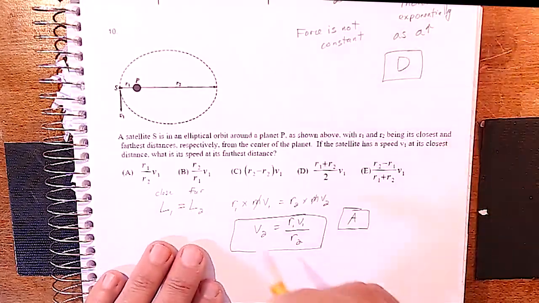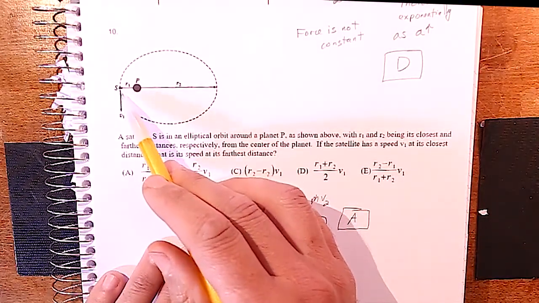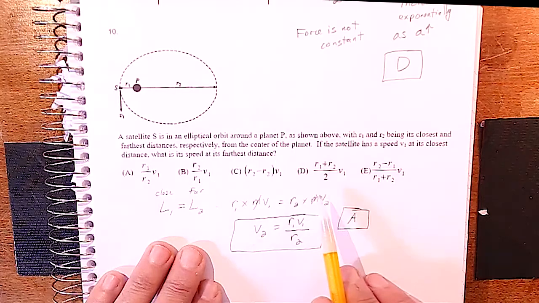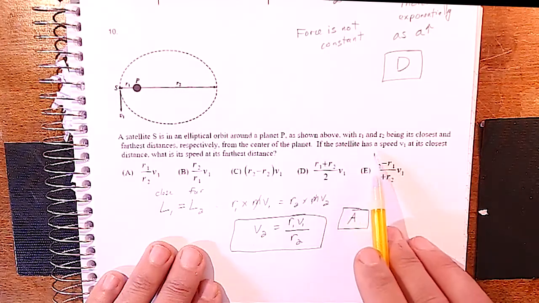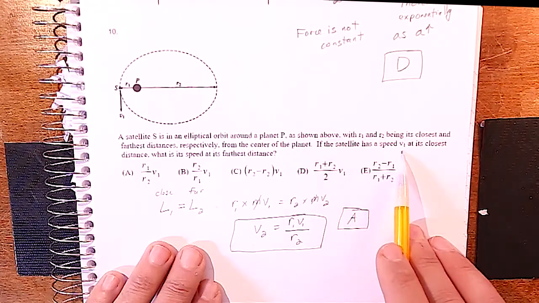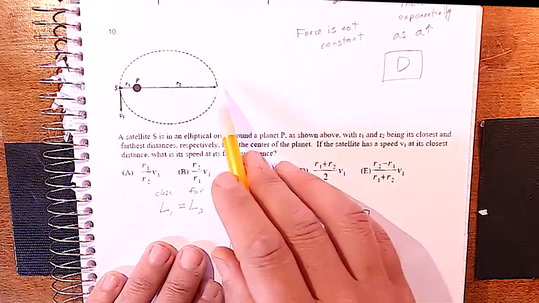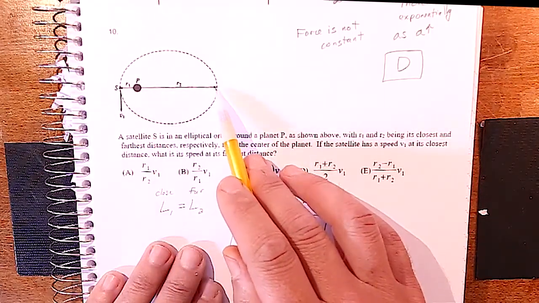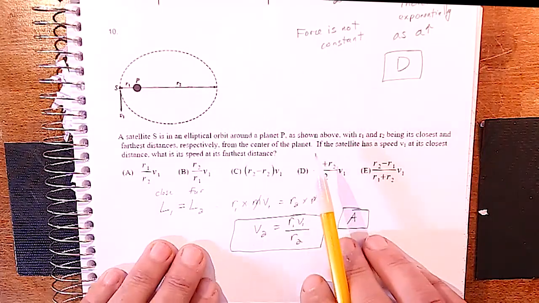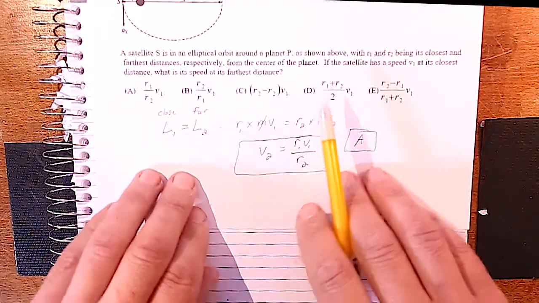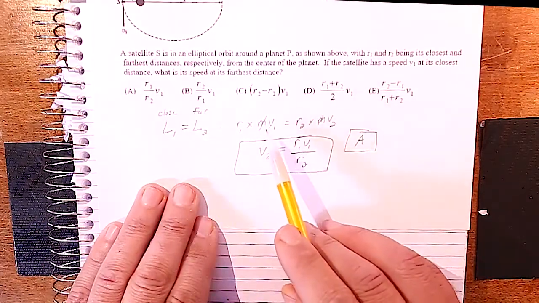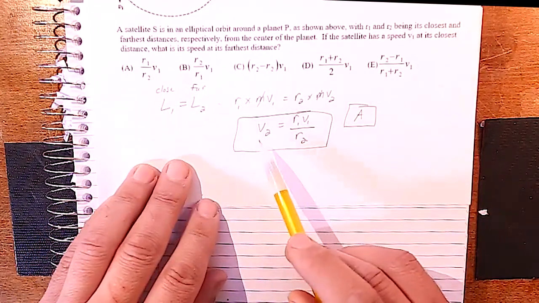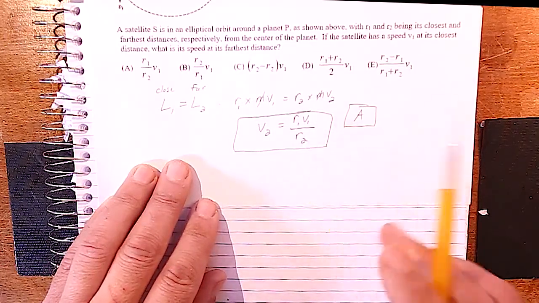In this question, we have an object or a satellite going around a planet, and it gives us these two different radii, R1 and R2, and they want to know if the satellite has a speed of v1 at its closest distance, what's its speed at its furthest distance? Well, we know that the angular momentum here has to be equal to the angular momentum here because there's no net external torque. So what we can do is set these equal to each other. There's only one object, so the mass is the same, and crossing out those masses, we can solve for v2 in terms of R1, v1, and R2.